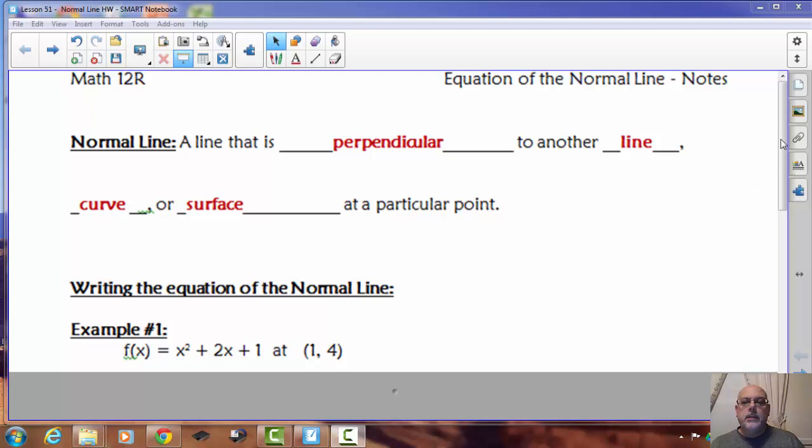Hello, ladies and gentlemen, and welcome to this next edition of Math 12R screencast lessons. Today's lesson will be how do we write the equation of the normal line.